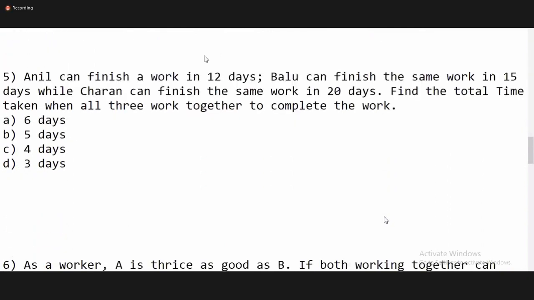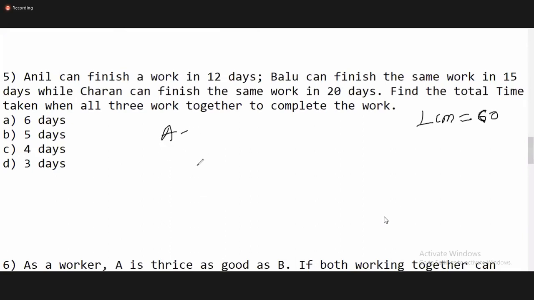Okay. Quickly tell me, you might have solved it. What is the answer for this question, Nana? 5 days. Very good, 5 days. Okay, please help me out. What is the LCM? LCM is 60.